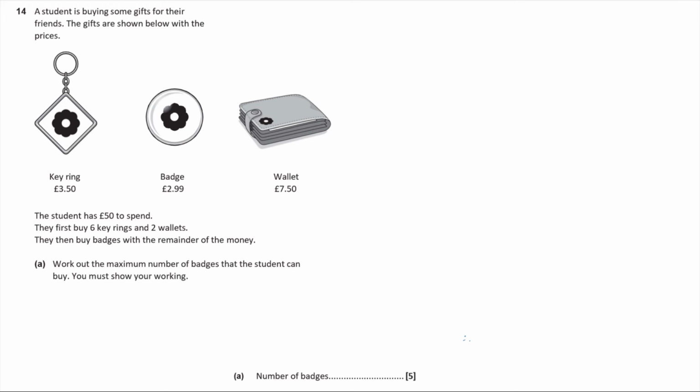Okay, so I think what we need to do is to work out how much you spent so far, and then deduct that from the £50. See what we've got left over for the badges, and then see how many badges we can buy after that. Okay, so that's my plan. So first off, let's work out what she spent. So she bought some key rings. How many key rings? 6 key rings. So we need to do 6 lots of £3.50. So on key rings, that's 6 times £3.50. Well, two £3.50s would be £7. So times that by 3, that's going to be £21, isn't it? So she's going to spend £21 on key rings.